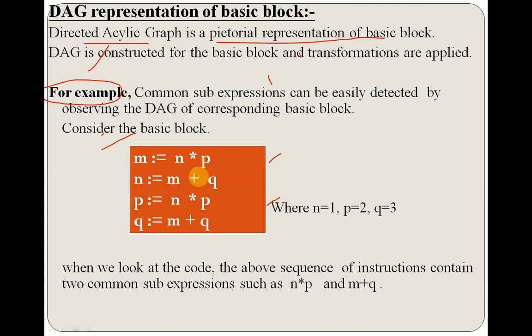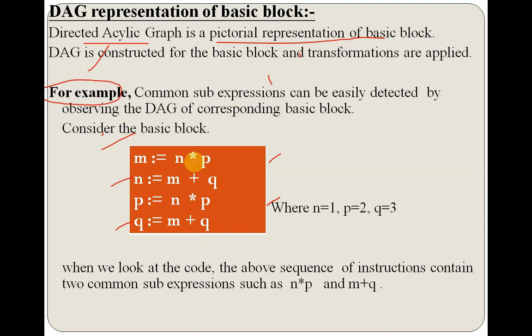Similarly, if we observe the m plus q expression, it is also computed twice, in the second line and also the fourth line. So m plus q can be taken as a common subexpression. It is just by simple observation. But when we look in depth, we can find out the exact common subexpression and how this can be eliminated.